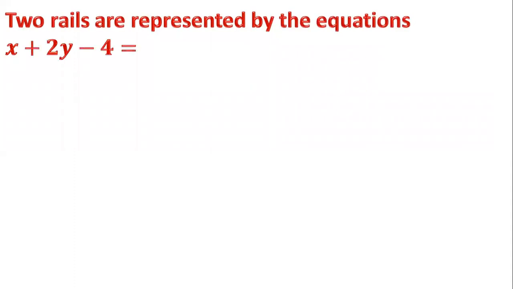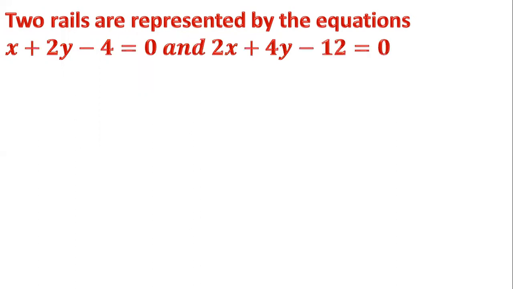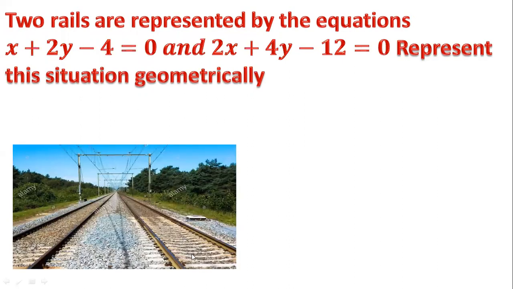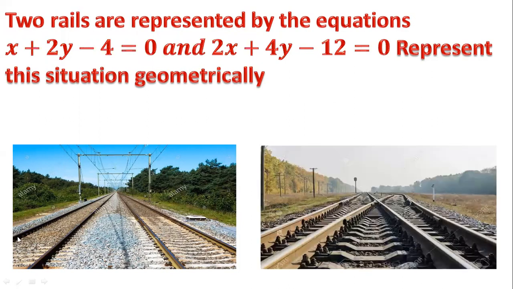Let us see one more example. Two rails are represented by the equations x plus 2y minus 4 is equal to 0 and 2x plus 4y minus 12 is equal to 0. Represent this situation geometrically. Here there are two rails. They are represented by x plus 2y minus 4 and 2x plus 4y minus 12. Now we have to check whether they are parallel or they are intersecting.